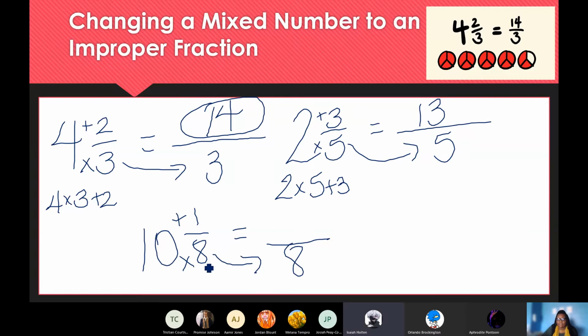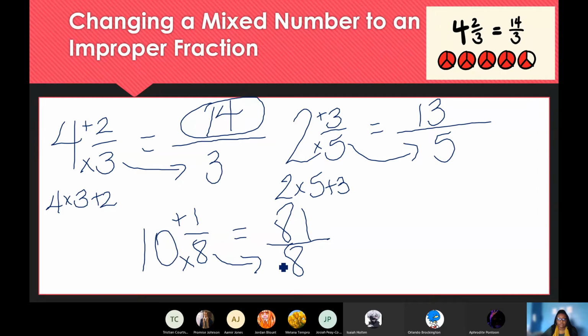And then 10 times 8 plus 1. Oh, 81 eighths. Very good. That was close. We want to remember to add that numerator. You may mute yourself, Isaiah. Thank you.